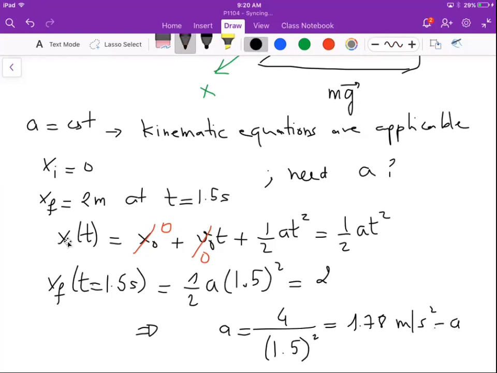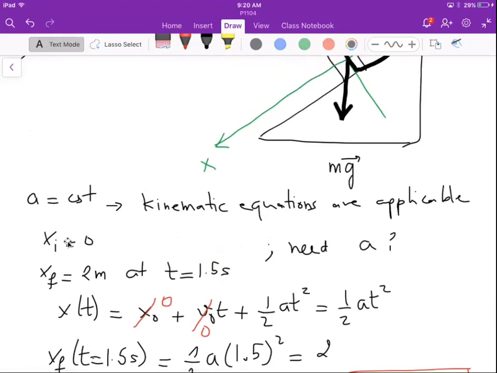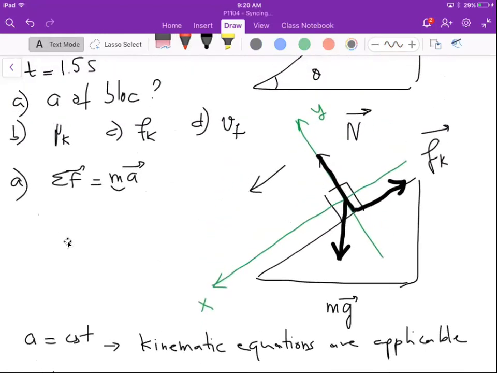هذه هي قيمة الأكسلريشن. جبناها بكل بساطة using the kinematic equation. بس قبل ما نستخدم kinematic equation تأكدنا إنه acceleration is a constant. It's not changing or varying as a function of time. ما عم تتغير مع الوقت, while the object is moving down the inclined plane.